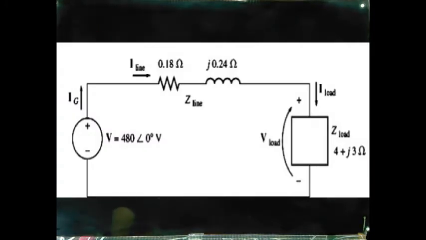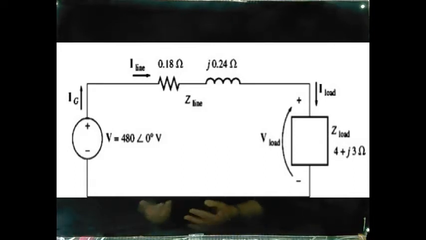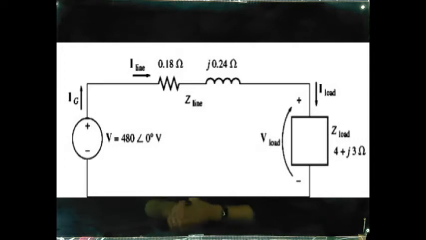What has been given to us is this transformer circuit. The voltage source is 480 volts. It's an AC voltage source. Instead of using a transmission line, we can simply say that this is an electrical circuit, and the line impedance is 0.18 ohms plus j0.24, and the load applied here is 4 plus j3 ohms.